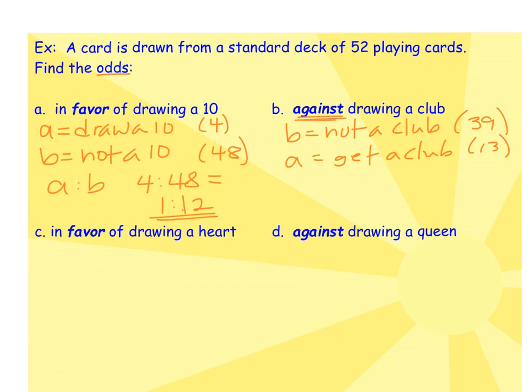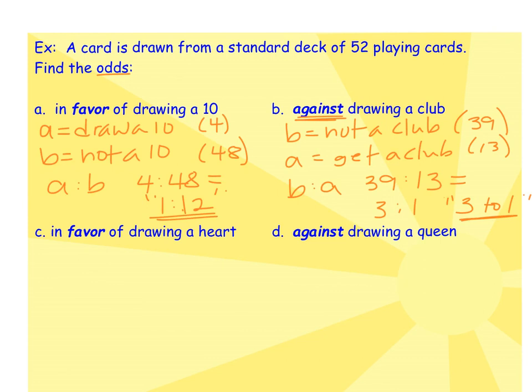Because we want against to be the forerunner in this, we'll do B to A this time, against drawing a club. That would mean it's 39 to 13. And that will reduce to 3 to 1. So we actually read that as "3 to 1 odds." Over here, this would be "1 to 12 odds." That's how you state that solution. All right, let's try C and D down below.